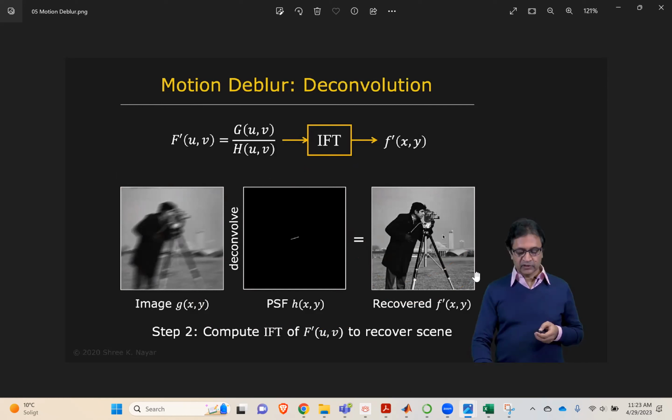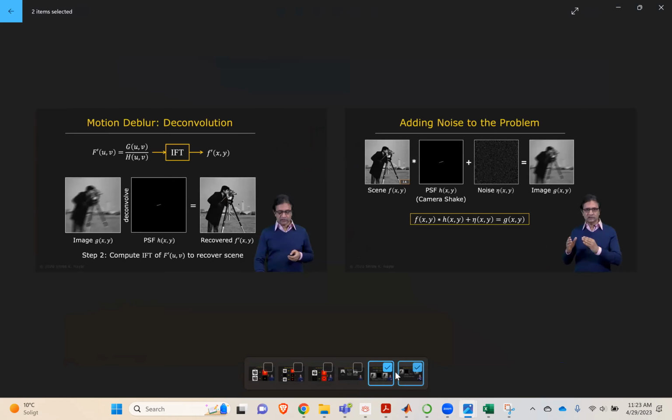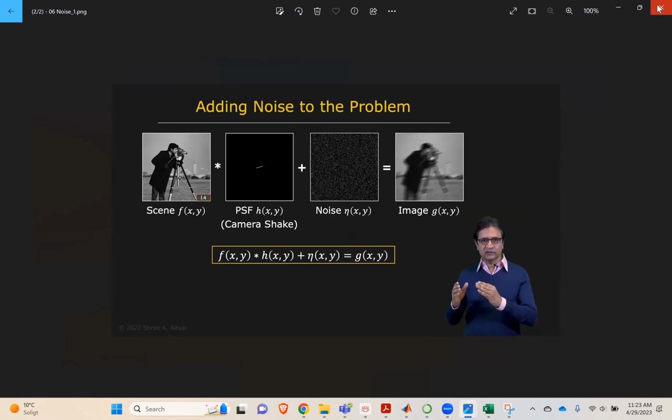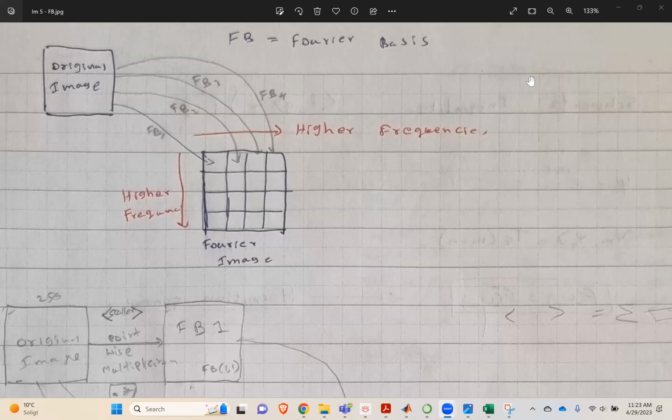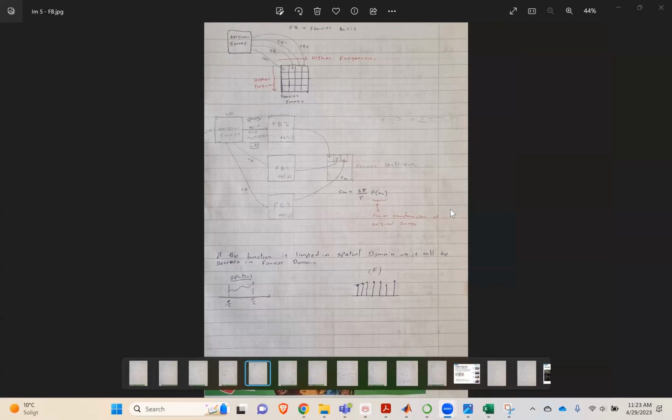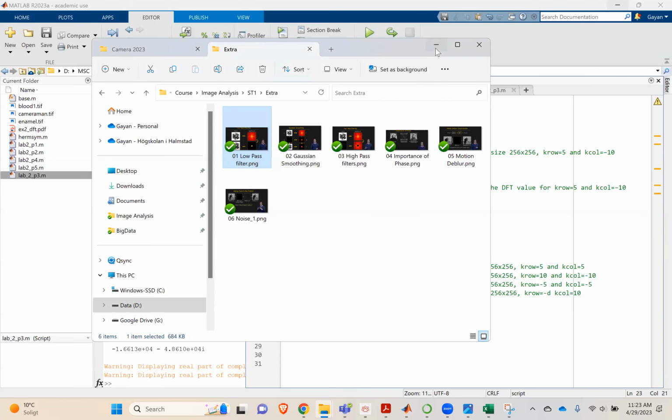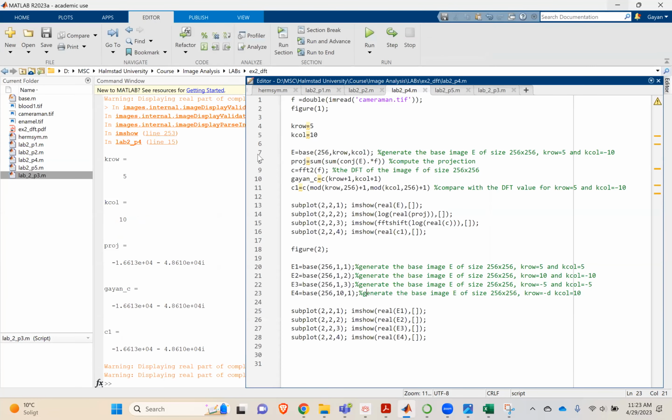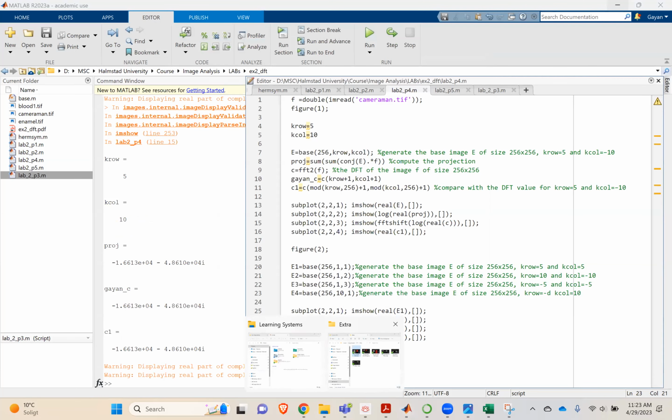Yes. But the thing is, these are very highly sensitive to noise. So in this one also, it's a big problem with noise. So we'll go to the next one.